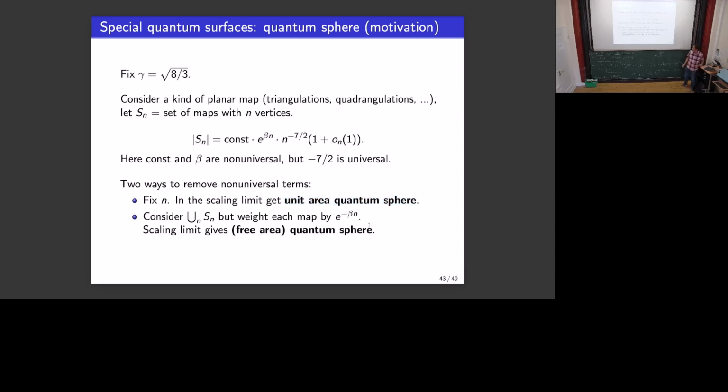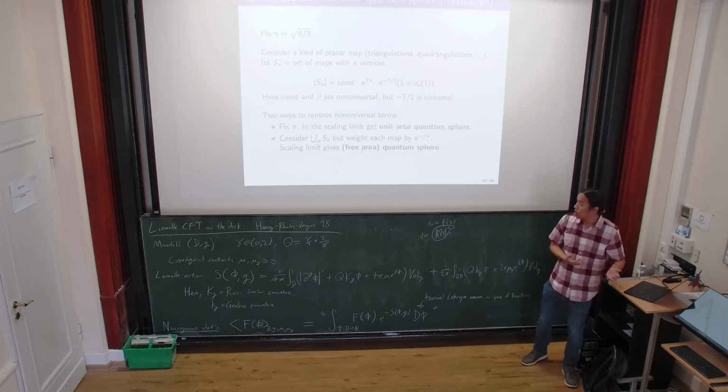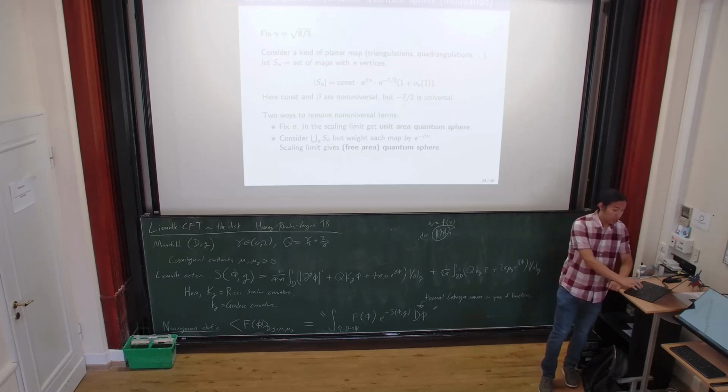Okay, so this object here corresponds to a probability measure. The second perspective, the second approach, is we can simply weight every planar map by this quantity. So you have this infinite collection of all planar maps. You take this union over all n, but you assign each map this Boltzmann weight. And in the scaling limit, this is going to give you something called a free area quantum sphere. Okay, so this is an infinite measure. If you condition on the area to be 1, that gives you this finite probability measure.